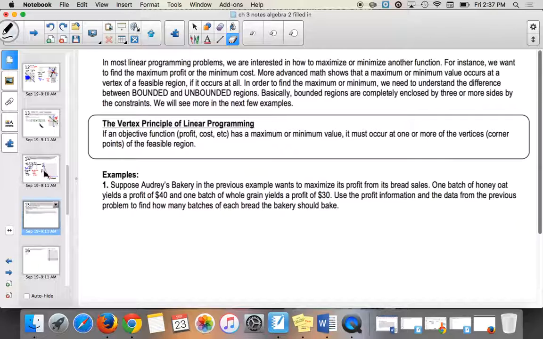Okay, so number one, it says suppose Audrey's Bakery in the previous example wants to maximize its profit from its bread sales. So one batch of honey oat bread yields a profit of $40 and one batch of whole grain bread yields a profit of $30. So use the profit information and data from the previous problem to find out how many batches of each bread the bakery should bake, okay? So we're going to write our profit equation, so P for profit.